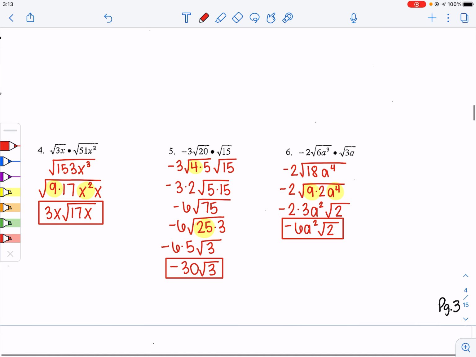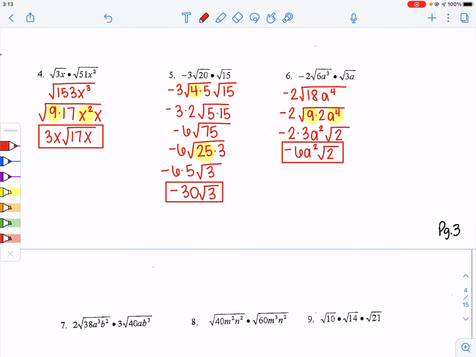All right, let's go and check those 3. Make sure you got them. And we'll try a couple more together. Let's take a look at the next page of your notes and try some of these ones together.